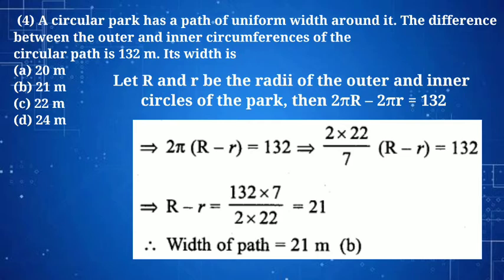From the equation you can take 2 pi outside. So 2 pi into R minus r, that's equal to 132. Again R minus r is equal to 132 into 7 all divided by 2 into 22, because we substitute pi equal to 22 by 7 in the place of pi. Then after the calculation you will get 21. So width of the path is equal to 21 meter. The correct option is B.